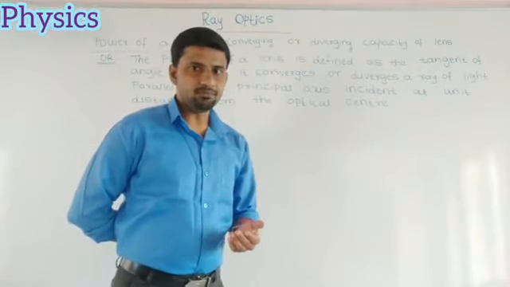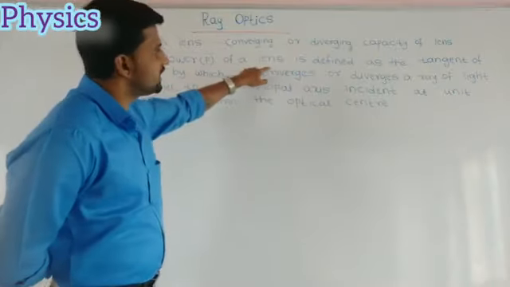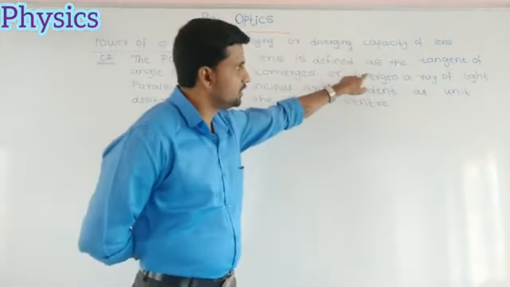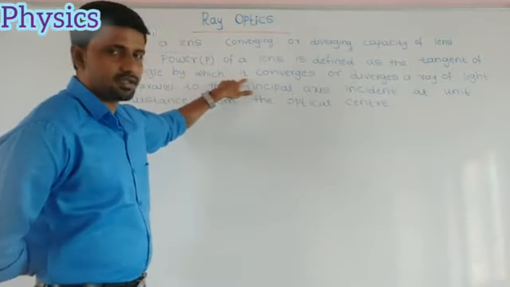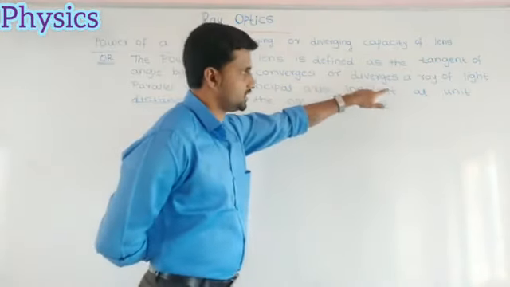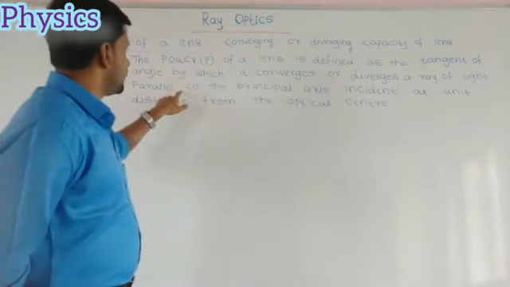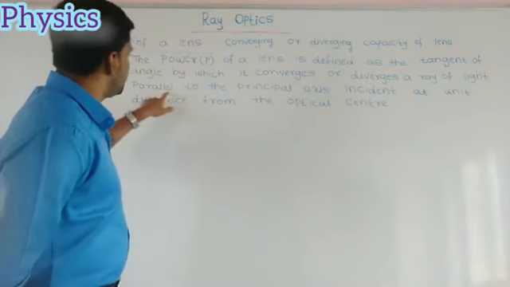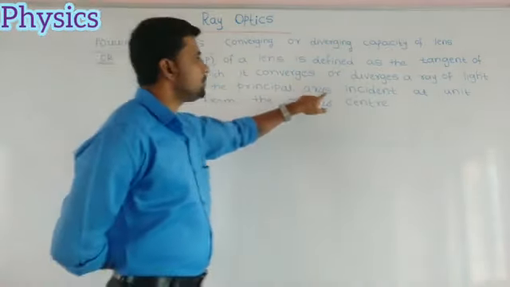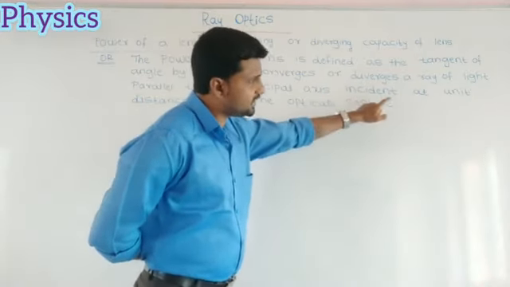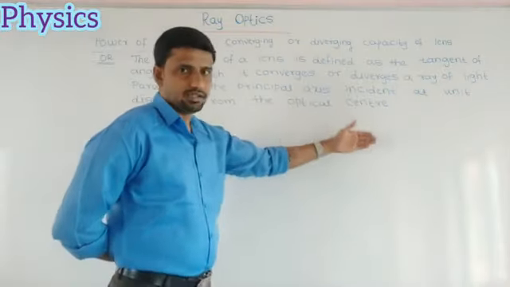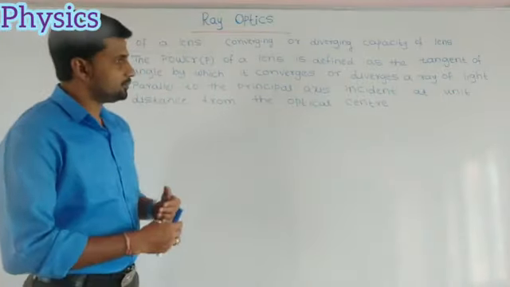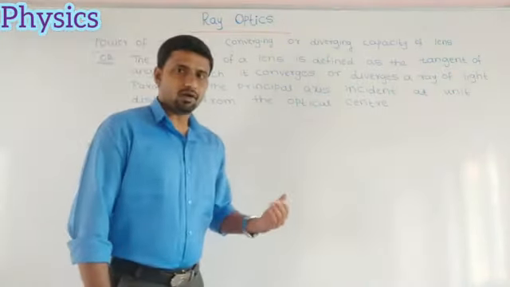But more precisely, the power of a lens can be defined as the tangent of the angle by which it converges or diverges a ray of light parallel to the principal axis, incident at unit distance from the optical center. Now we will see briefly what we mean by the power of a lens.